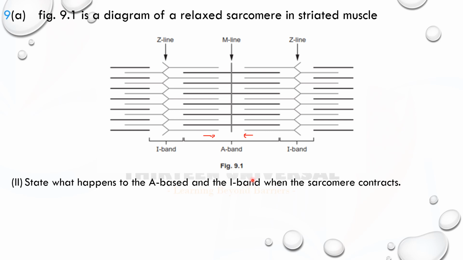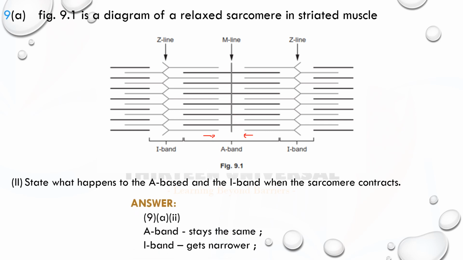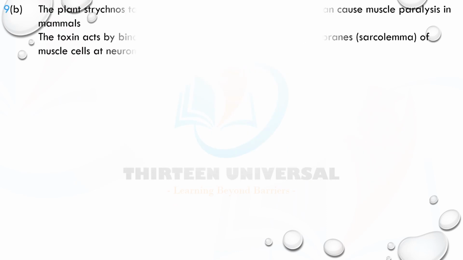What of I band? I band is the part that consists of only the thin filament. So when you pull the thin filament, this I band will shorten. I band shortens or narrows, while A band remains the same. The sarcomere also shortens, because this is going to come this way, this is going to come this way. But A band the same, while I band narrows. 2 marks. No time.